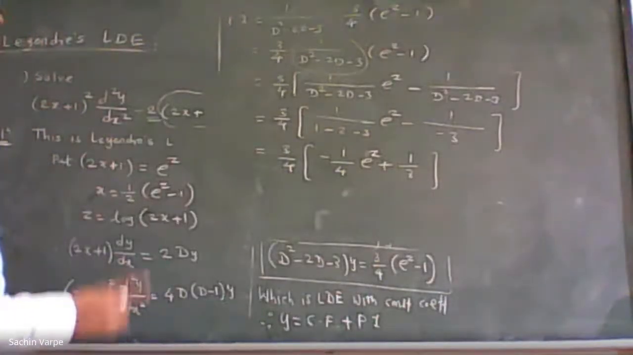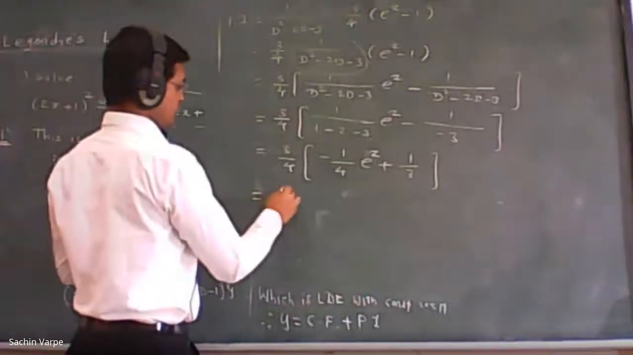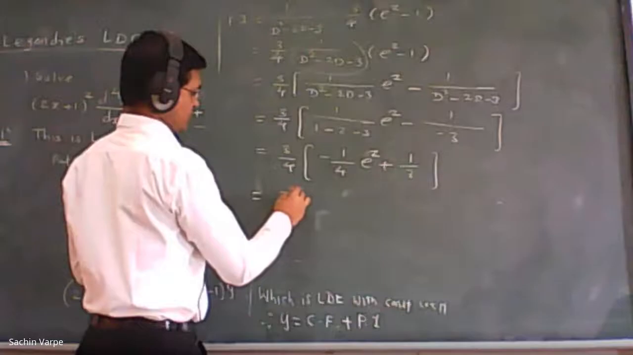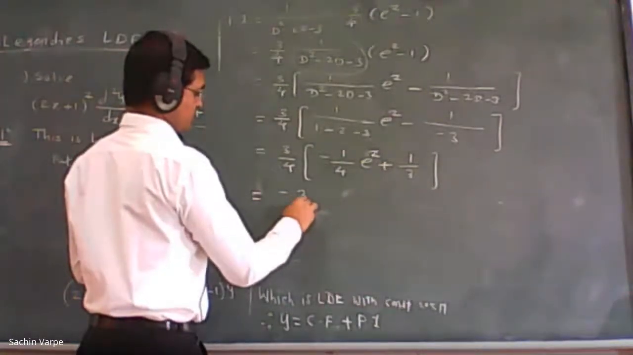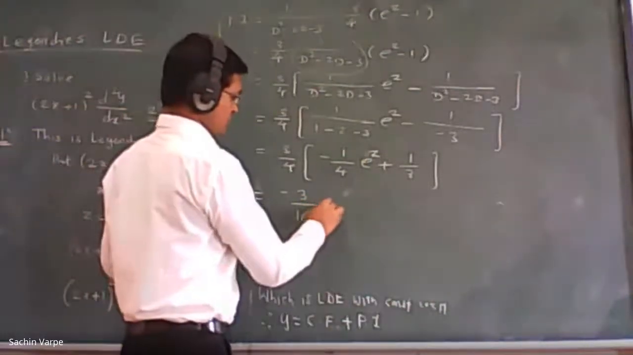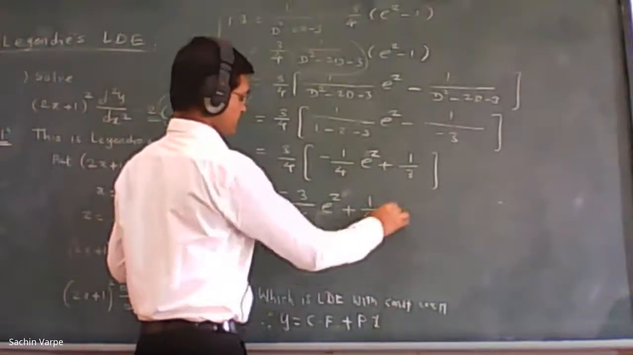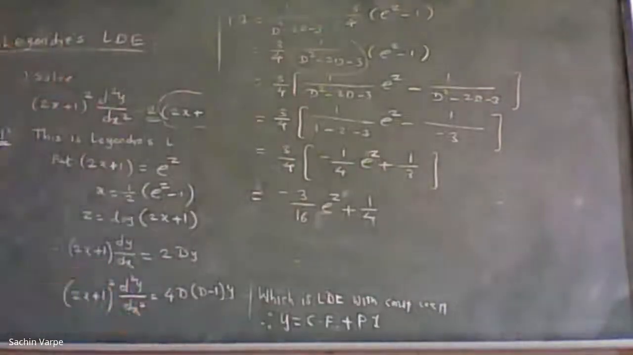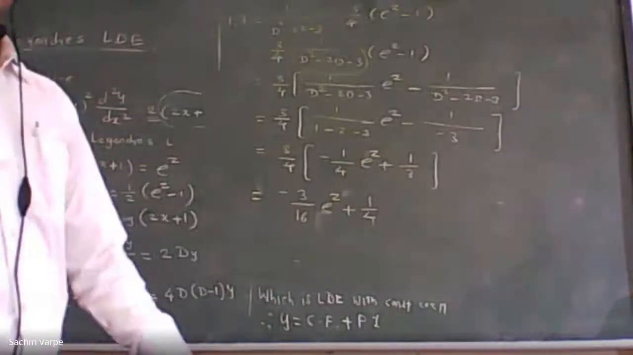Okay, I think that must be 16. That is minus 3 by 16 e raised to z plus 1 by 4. Is it okay? 3 by 16 minus 3 by 16 e raised to z plus 1 by 4. Is it okay? And that is what Raj has given.